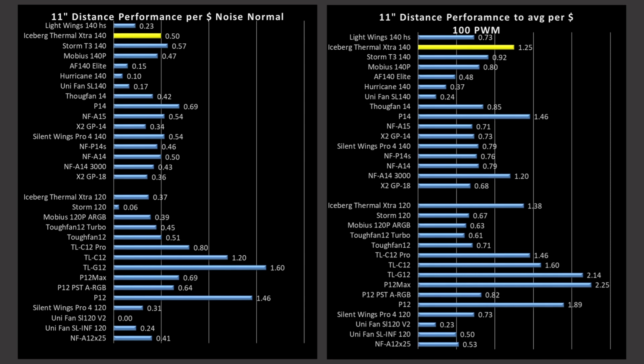It's not particularly good at blowing air in a concentrated airflow, but its value is actually okay in the 140 millimeter class category. But something like the P14 from Arctic is actually the top performer here in the 140 millimeter class. But all those are blown away by the TLG12 and the P12 Max. They're just so much better value fans for airflow at the 11-inch mark.